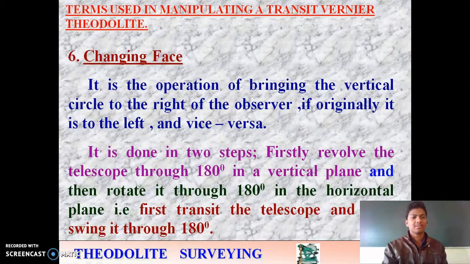Changing phase. It is the operation of bringing the vertical circle to the right of the observer if originally it is to the left and vice versa. It is done in two steps. First, revolve the telescope through 180 degrees in a vertical plane, and then rotate it through 180 degrees in the horizontal plane. That is, first transit the telescope and then swing it through 180 degrees.